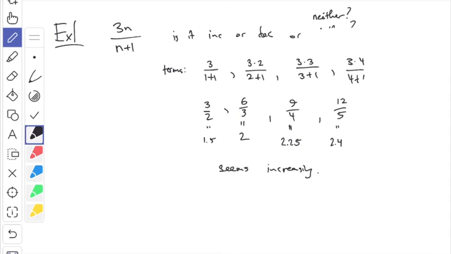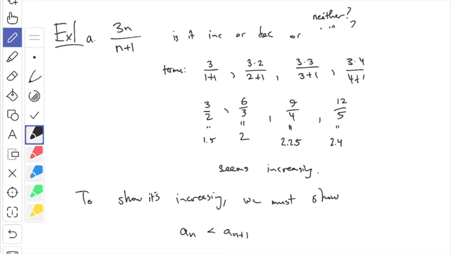Can we demonstrate it? So to show it's increasing, we must show that a_n is less than a_(n+1), right? That's the definition of increasing. Can we demonstrate that? Well, we can plug into the sequence. Remember, this is a_n, right? a_n equals 3n over n plus 1.